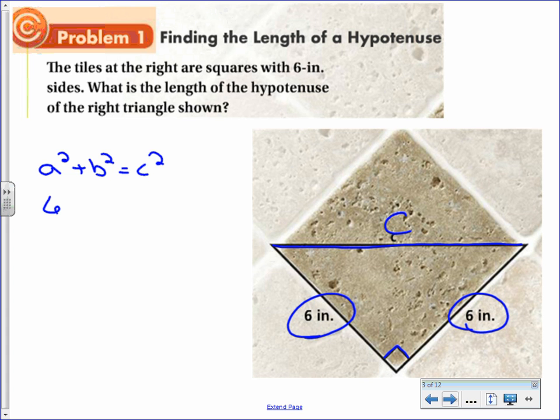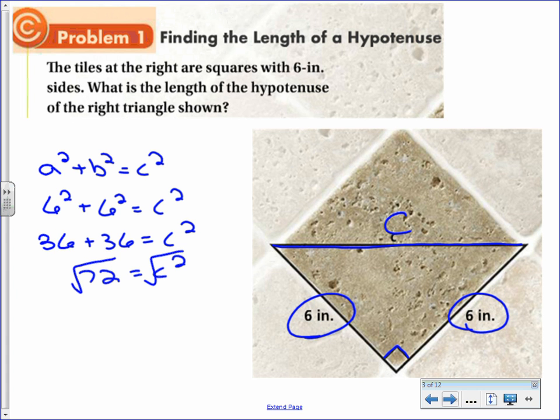Set it up with 6 squared plus 6 squared equals C squared. 36 plus 36 equals C squared. 72 equals C squared. The opposite of squaring something is square root. So we're going to take the square root of 72. Now usually you use a plus or minus in front of that, but you can't have a negative distance, so we're just going to use the positive answer. So we have C equals the square root of 72, which is 8.49.